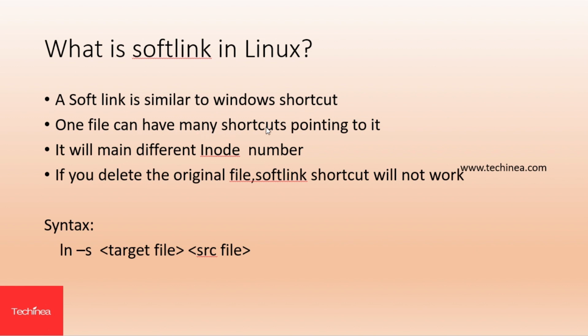One file can have many shortcuts pointing to it. It will maintain a different inode number for every shortcut. Assume that you delete the original file, then the soft link will not work. The soft link, the shortcut, will not work actually. In order to create a shortcut, this is the Linux command syntax: ln refers to link, -s for soft link, followed by the target file and the source. So let us see how to create this.